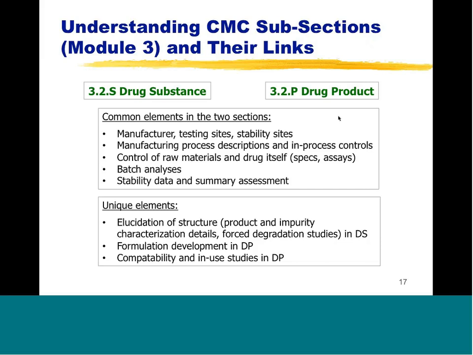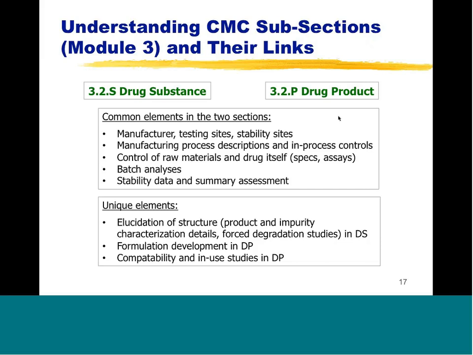In both of them, what's common is that you have sections that refer to who's the manufacturer, where is the testing site, who's doing the stability program. Then you describe them, it's called manufacturing process description. You describe what your in-process controls are. For example, to go from one column to the other, what do you test for? You show how you're controlling the raw materials.